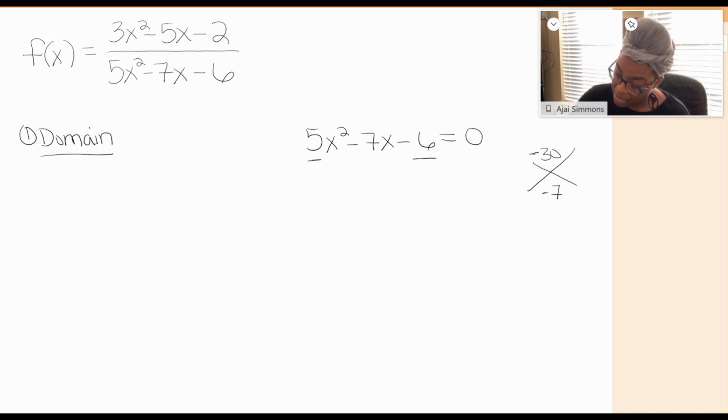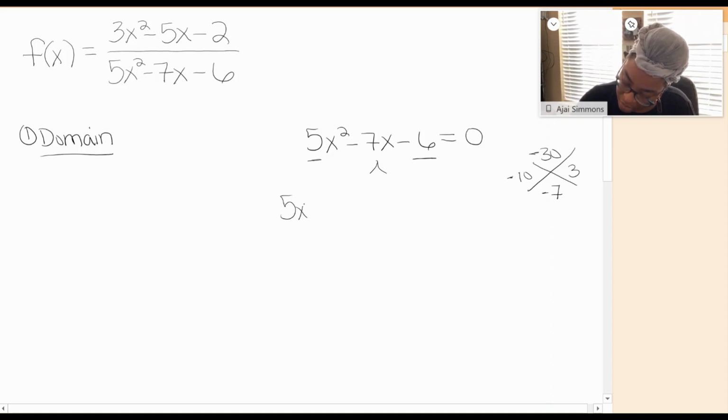That is going to be negative 10 and positive 3. Okay, so it's negative 10 and positive 3. So negative 10 and positive 3, I use those two numbers to split up the middle part of this question. Okay, now we can do factor by grouping.